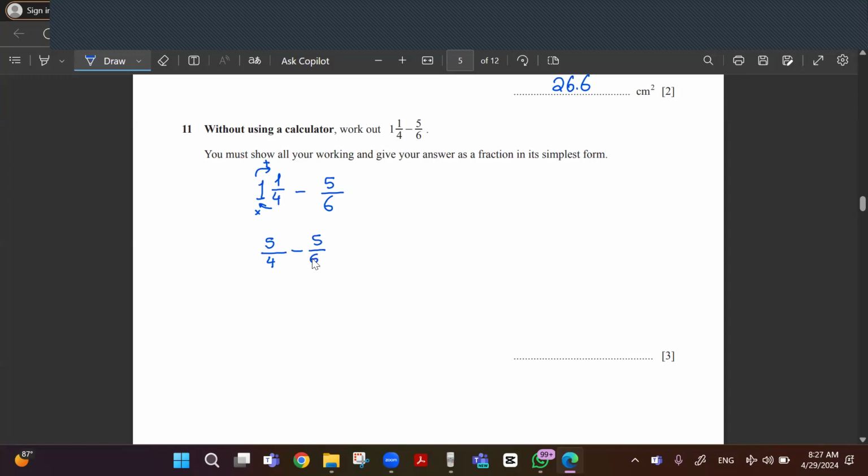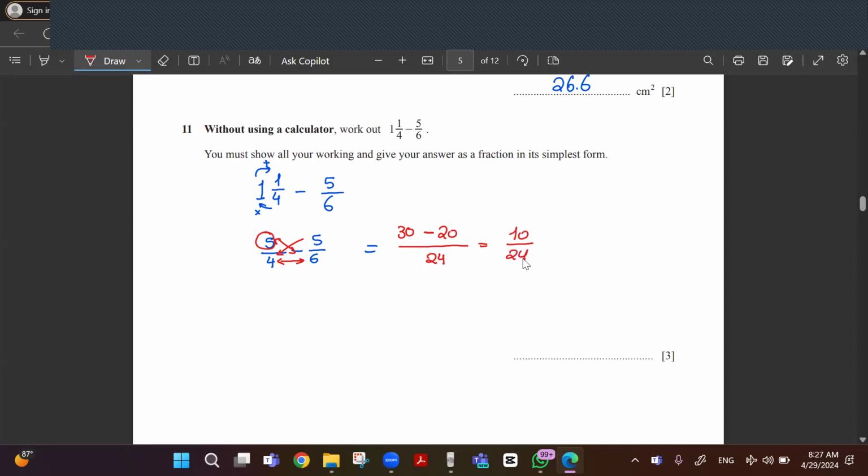Now what do I have to do? You remember? We can make them the same denominator, or we can use the method we used in rational expressions, or algebraic rational expressions, which is to multiply this together and this together and this together, but start with this. So here I'm going to multiply 4 by 6, 24. Then 5 multiplied by 6, 30. Then minus 5 multiplied by 4, 20. So 30 minus 20 equals 10 over 24.